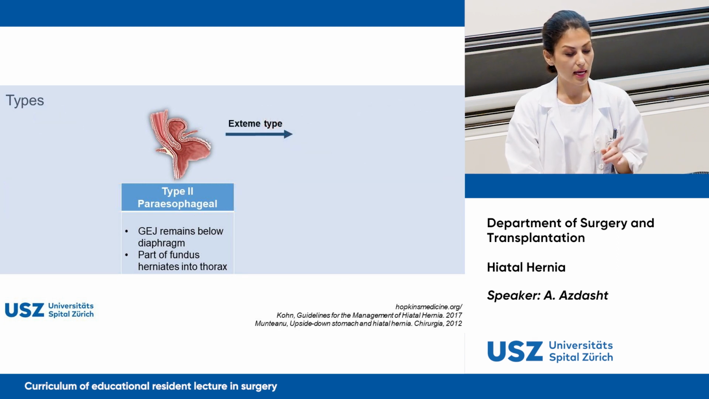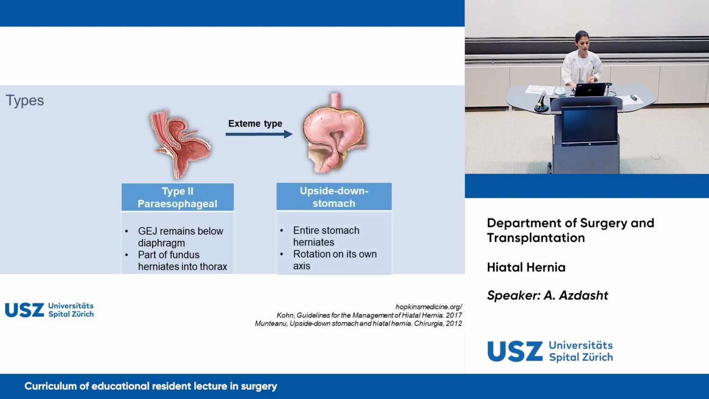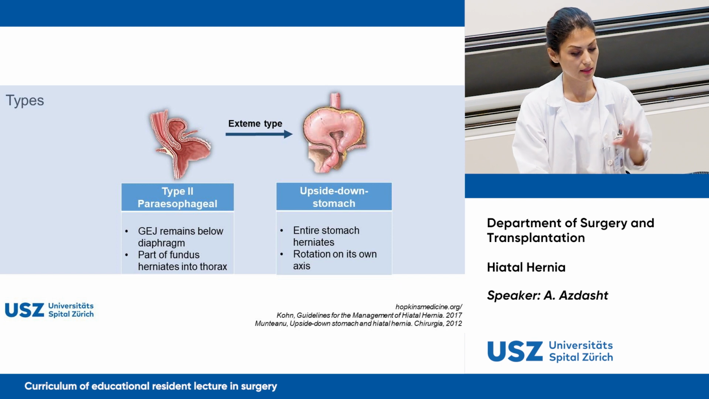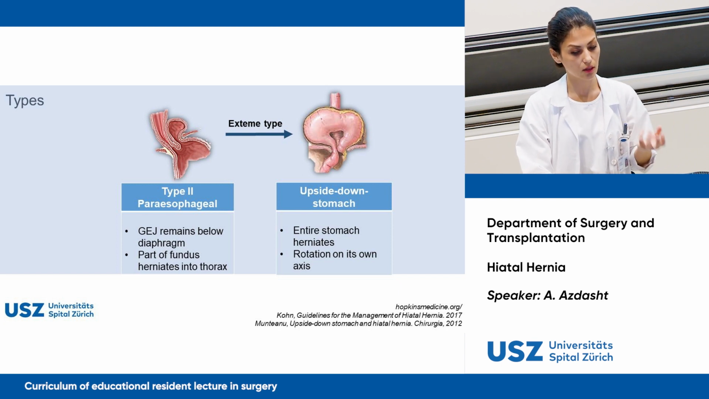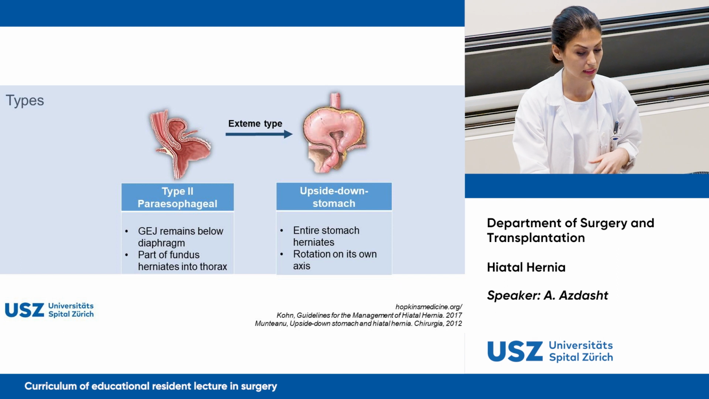And then there is one type, the paraesophageal type 2, which has an extreme type. Maybe one of my colleagues knows how it is called? I guess it's the upside down stomach. Exactly, thank you. It is the upside down stomach. So here in this case, the entire stomach actually herniates into the thoracic cavity. And the problem here, which can cause an emergency, is that it rotates on its own axis and can cause a total obstruction. And this is actually connected with high mortality and a high morbidity rate due to the strangulation of the stomach.